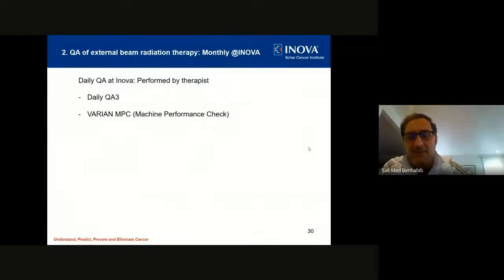So at Inova, well, this slide is not in the correct place. I apologize for that. This is just for the daily QA. So basically we do a combination between the daily QA for output, and then we do the Varian MPC, not for the output, but for the mechanicals and for the OBI, the onboard imaging. Next slide, please.